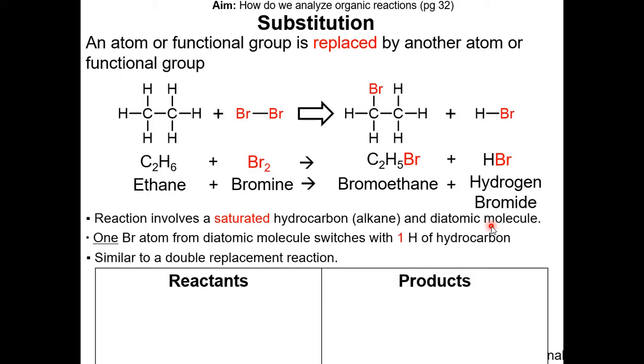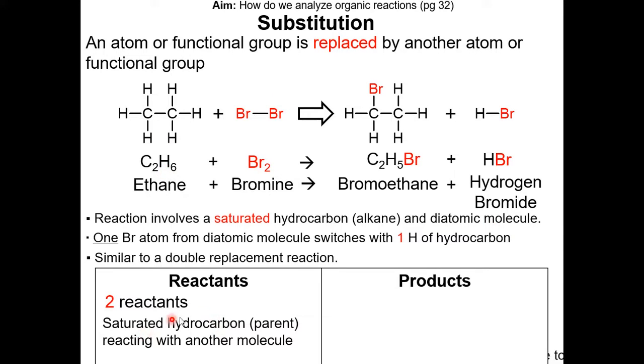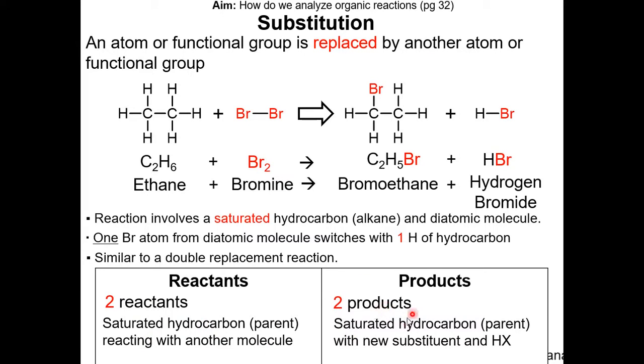Now let's analyze the reactants and products. There are 2 reactants. One of them is a saturated hydrocarbon and it reacts with another molecule. There are 2 products. One is a saturated hydrocarbon with a new substituent and HX.